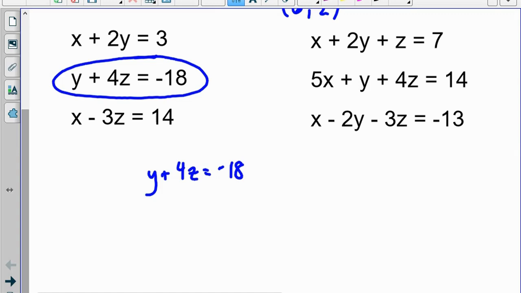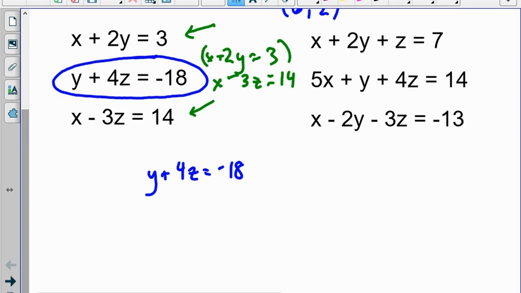If you take a look at that, we want to get another equation that has just y's and z's in it. The reason I picked y's and z's is if you look at these two equations, it'll be very easy to eliminate x from these two equations. So if I take x plus 2y equals 3 and x minus 3z equals 14, it should be pretty easy to eliminate by multiplying one of these equations by -1.